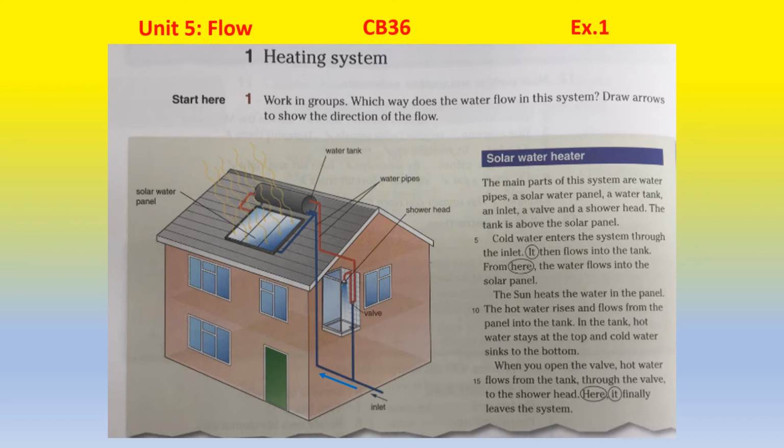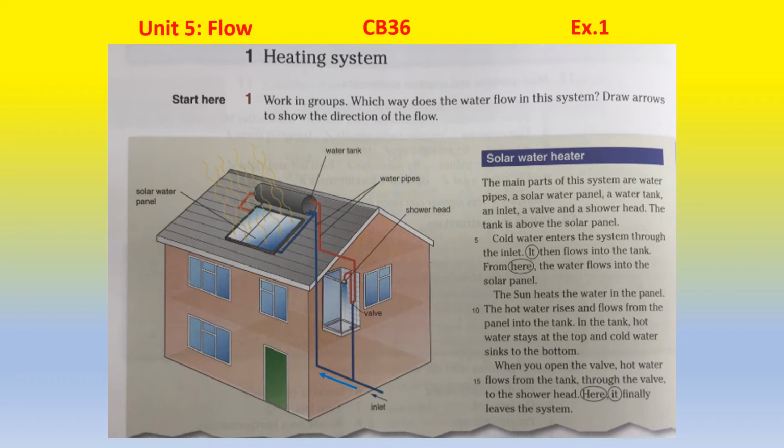Okay, let's start at the bottom. We have here the inlet. So the cold water enters the system through the inlet, and it goes to the tank. From the tank, it flows to the solar panel. It becomes hot, and if you look at the left, there is a red line, which means that the water has become hot, and it goes back to the tank again.